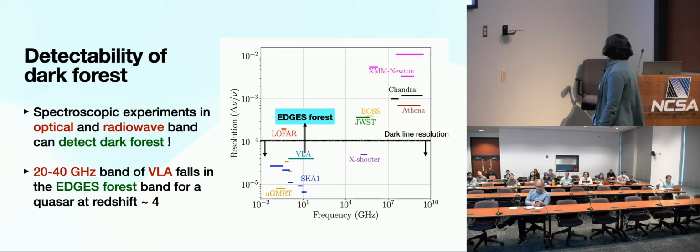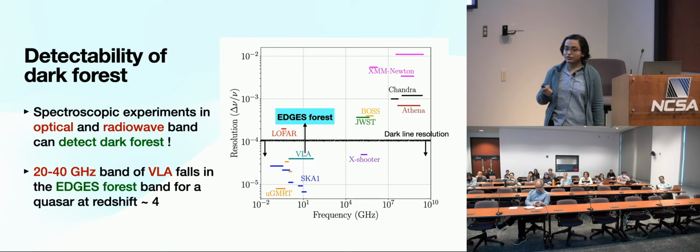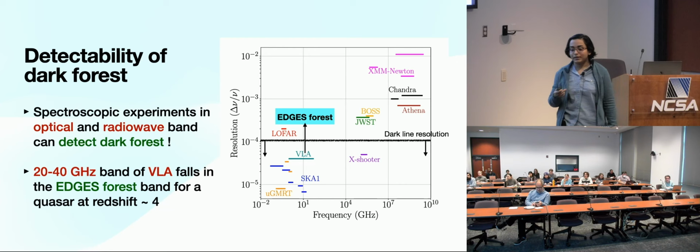Okay, so now coming to detectability. We could look for these new lines in any part of the electromagnetic spectrum, right from radio to X-rays. And the experiments shown below the black lines are the ones that would be sensitive to the dark forest because the resolution they have is good enough that they can resolve around 10 to the minus 4 delta nu by nu. The second thing would be that if we look at the 20 to 40 gigahertz band of VLA, then our explanation for the edges can be validated by looking at this band, because this will correspondingly have a forest.